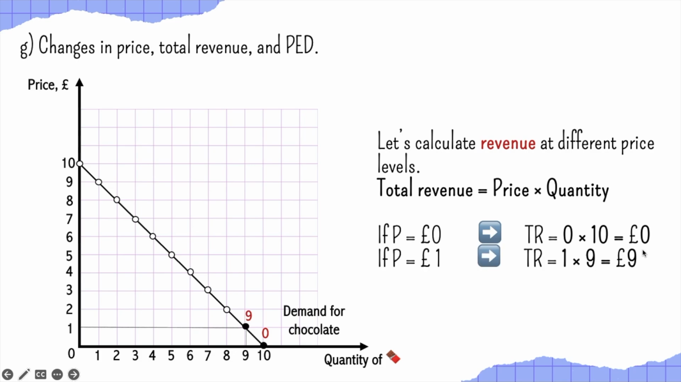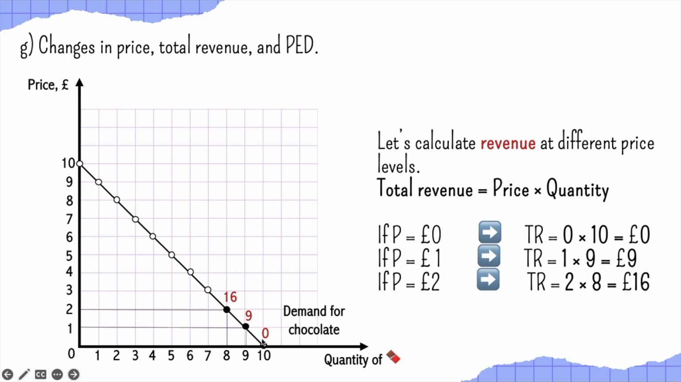If price equals 1 pound, this is the price level of 1 pound, quantity demanded will be equal to 9. In this case, total revenue will be 9 as well. It's shown here, in red color. 1 times 9, this is the calculation. Hope it's very easy. If price equals 2 pounds, quantity demanded will be equal to 8 units of chocolate, 8 chocolates basically. And in this case, total revenue will be calculated as 2 times 8, which is 16 pounds. That's why here I put 16.